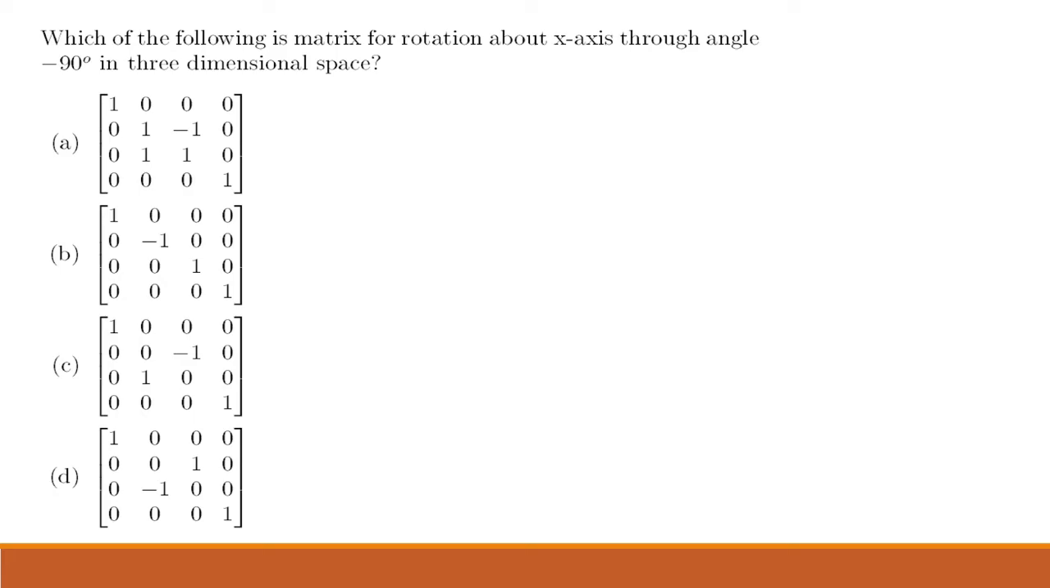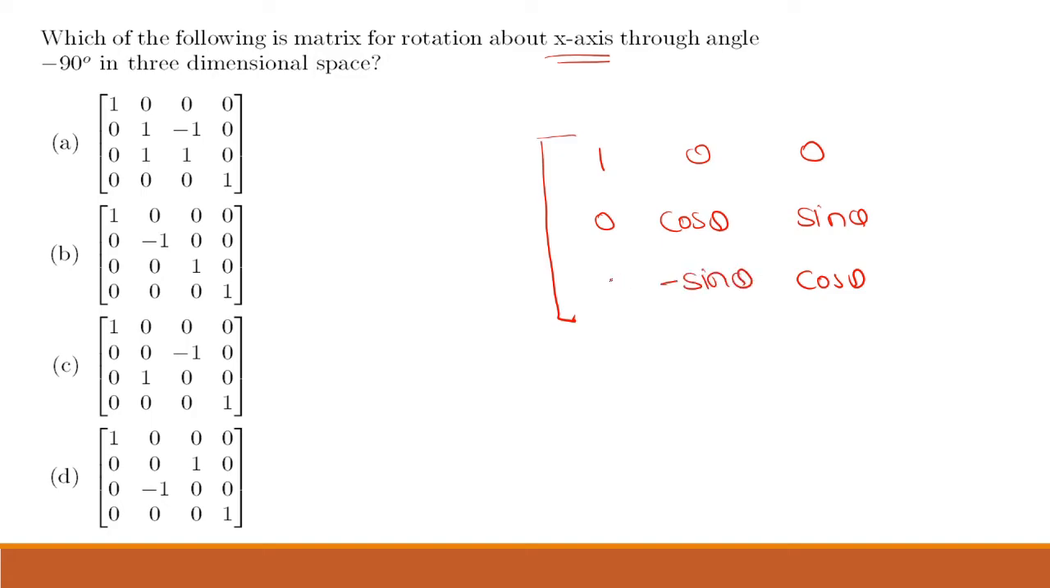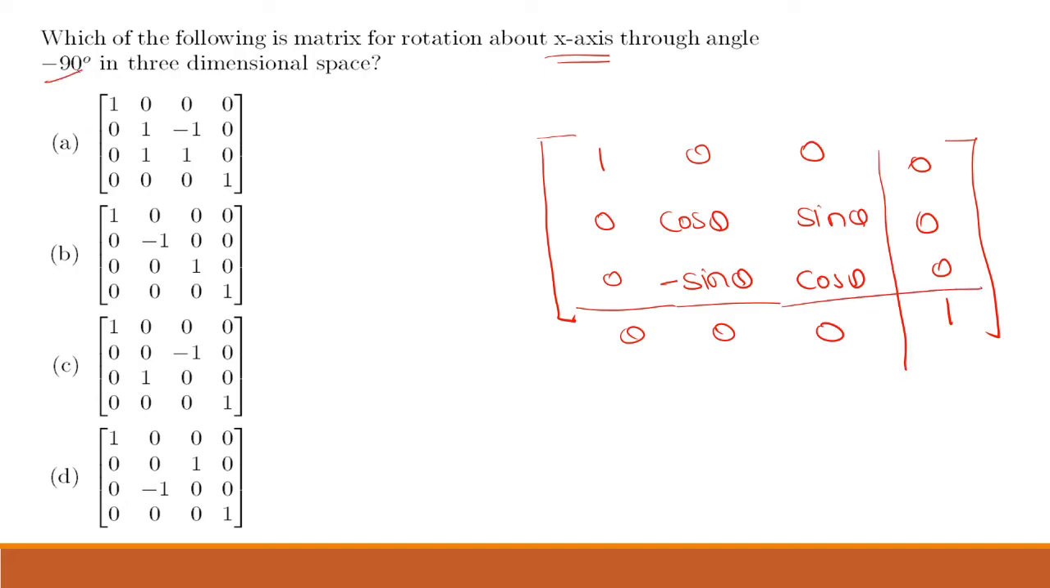Which of the following is a matrix for rotation about x-axis through angle minus 90 degree in 3-dimensional space? Again you should know the matrix for the rotation about x-axis, which we have already seen in the starting. That is nothing but 1 0 0, again 0 cos theta. So you should know this. This matrix gives the rotation in anticlockwise direction. So this is our rotation matrix for the rotation about x-axis. Now the value of theta is given, and that is minus 90 degree.